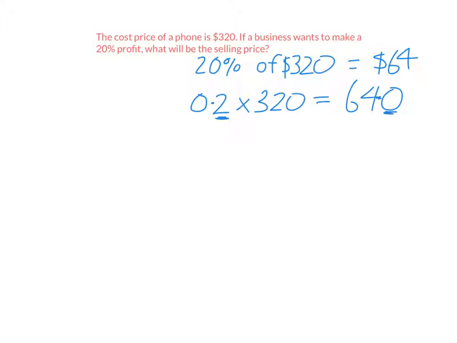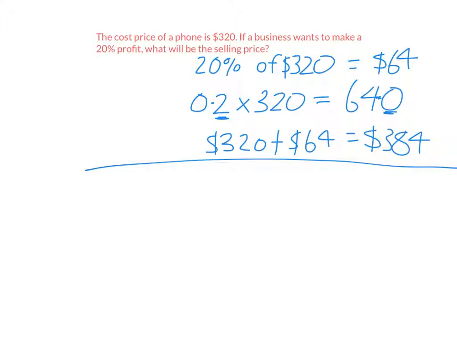So the business would sell it for $320 plus an extra 64, giving us 384. Okay, so that is a bit longer, but it's easy to understand.